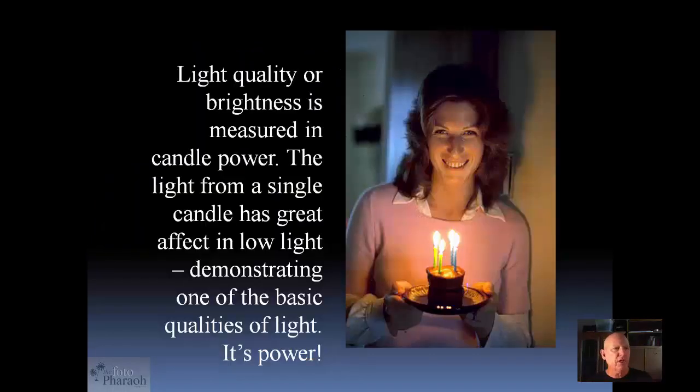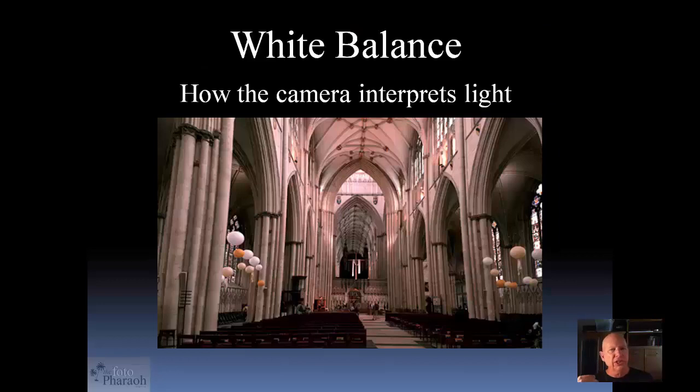So light quality or brightness, which is what your sensor is really looking for, or what your meter is actually telling you, is the brightness of a subject, and is always measured in candle power. Now, a good example of this is that a single candle has great effect in a low light situation. This demonstrates one of the most important qualities of light, and that is the power of light. Very important. So this brings us to our second point that we're dealing with in the quality of light, and that is, how does your camera interpret the light?